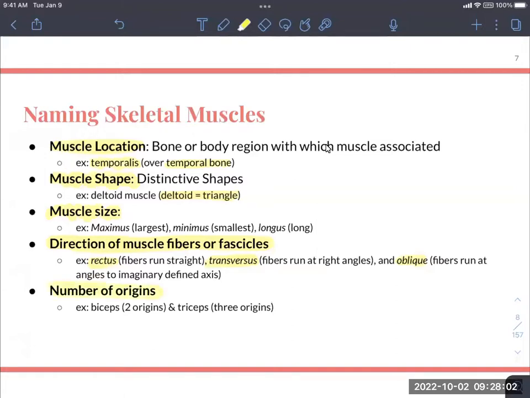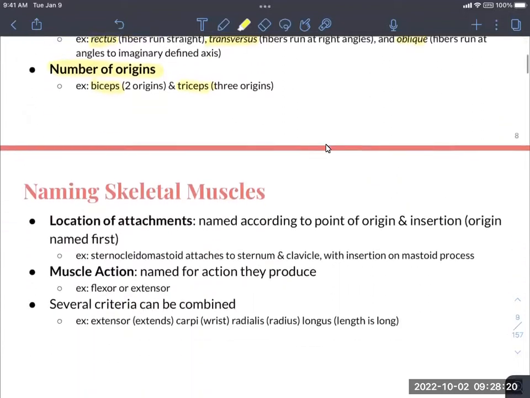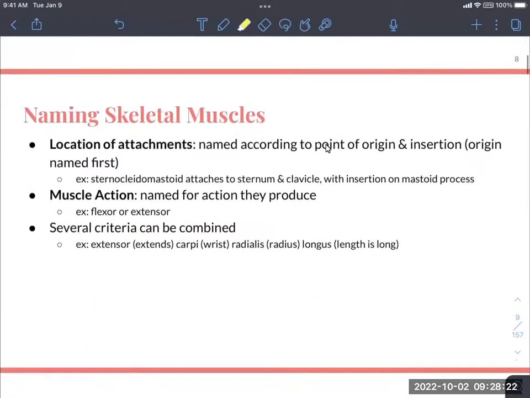I've been talking about biceps and triceps. Your biceps have 2 heads, 2 origins. Your triceps have 3 origins or 3 heads. So it all just kind of depends on, they're usually named based off of these 5 characteristics or the location of their attachments. I talked about brachioradialis. Brachio is the origin, radialis is the insertion. So it tells you where it starts, where it ends.